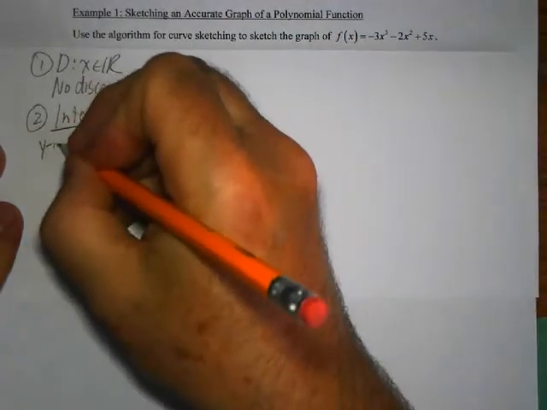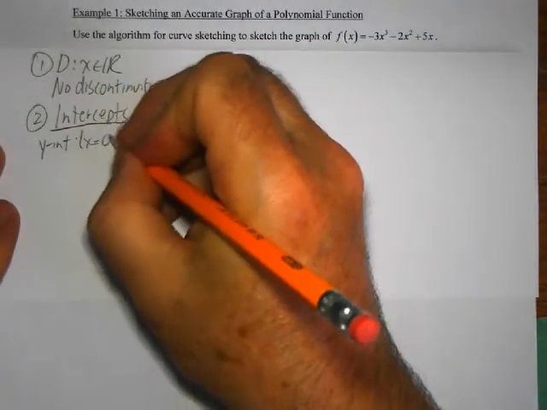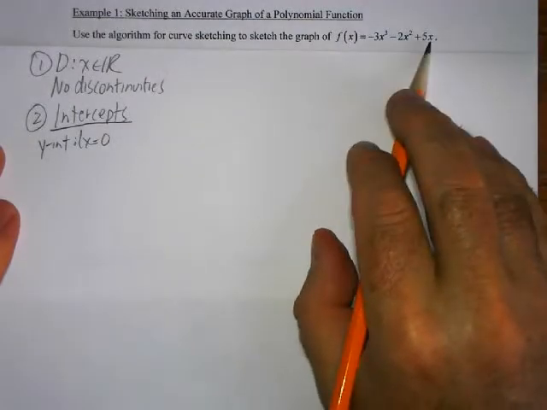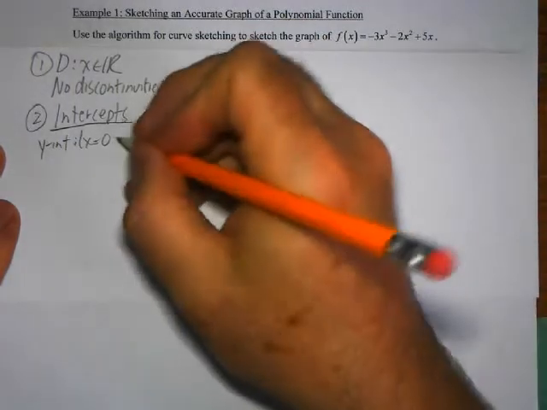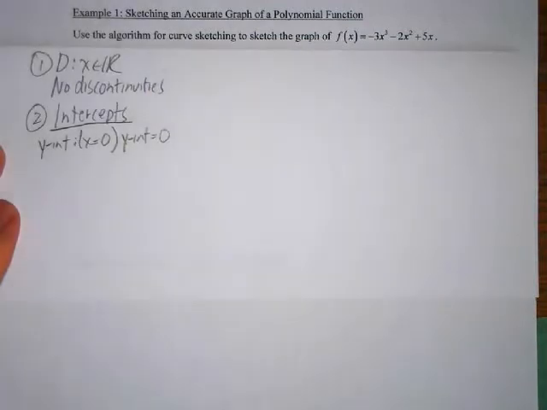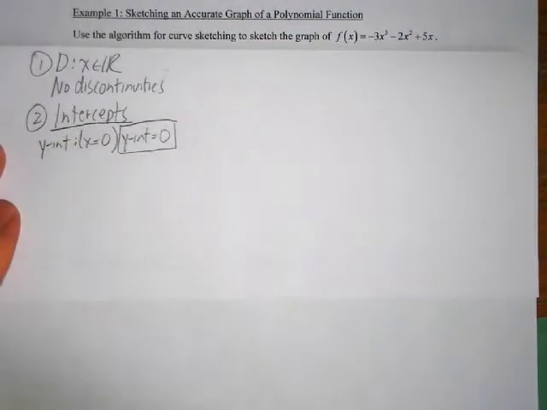So if I want the y-intercept, don't forget that means you set x equal to 0. And when you've got a polynomial function, that's really easy because that's 0, that's 0, that's 0. So basically the y-intercept is 0. Okay, so there's our first real piece of information for the graph.